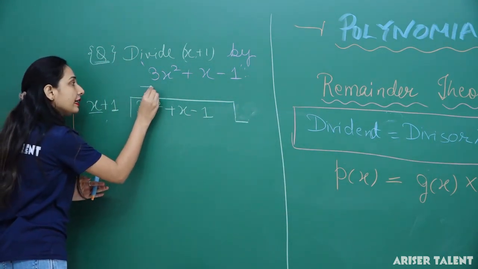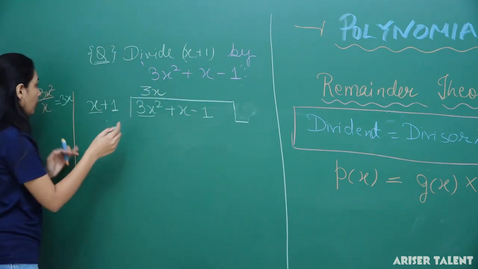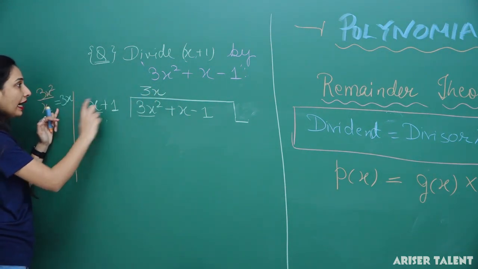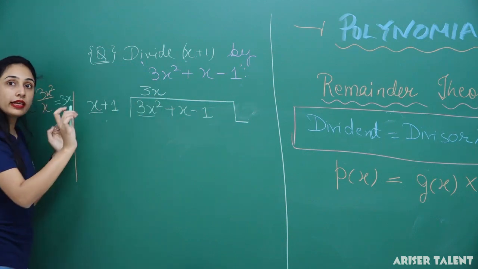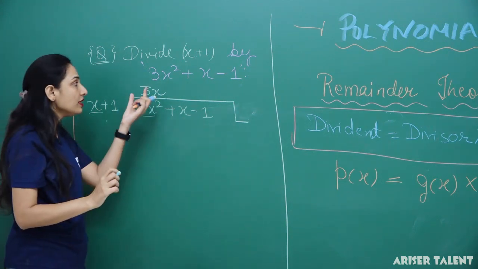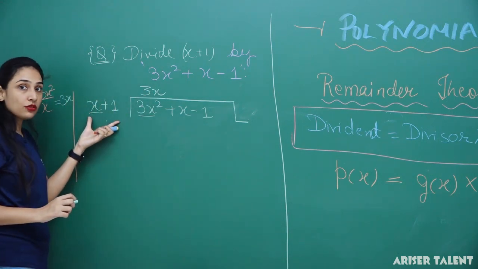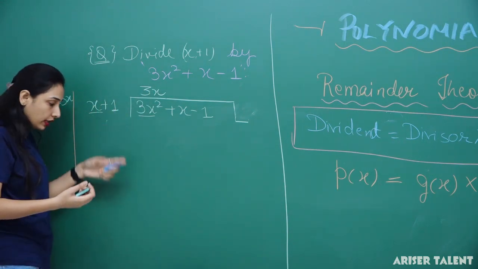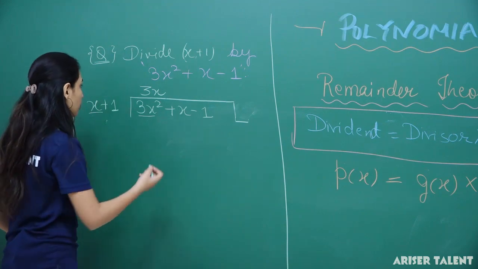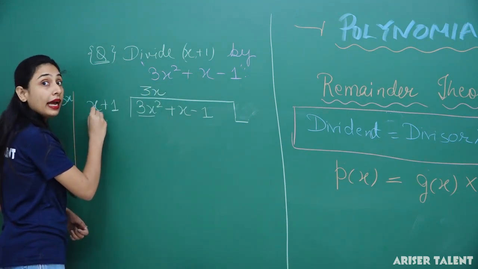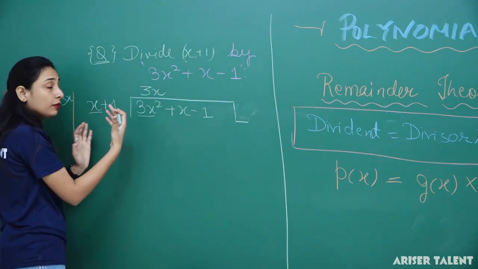So I am just writing it here. From here I got it here. So now this is 3x. Now what you have to do, you just simply multiply this 3x by this x plus 1. This will be the procedure only, okay. So 3x multiplied by x plus 1, term by term you have to write.